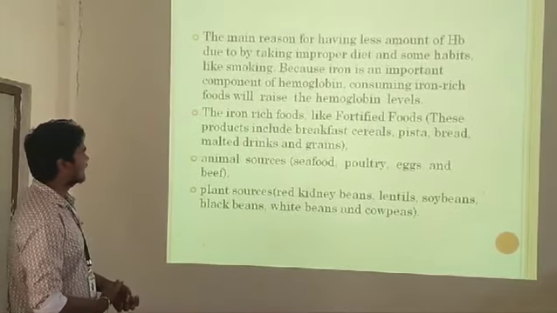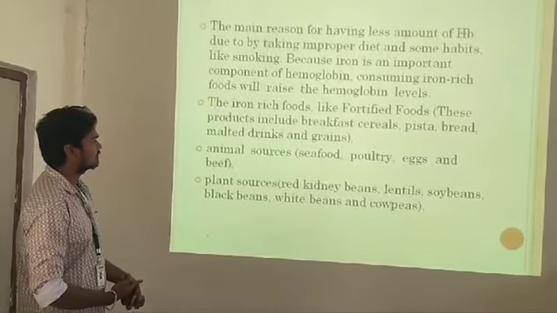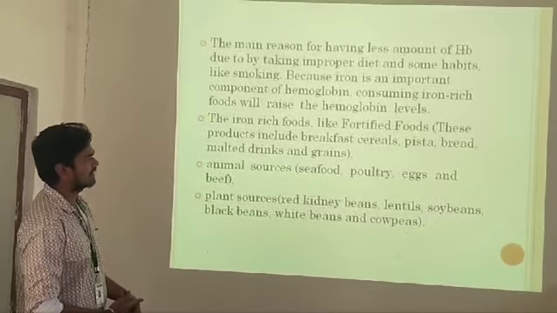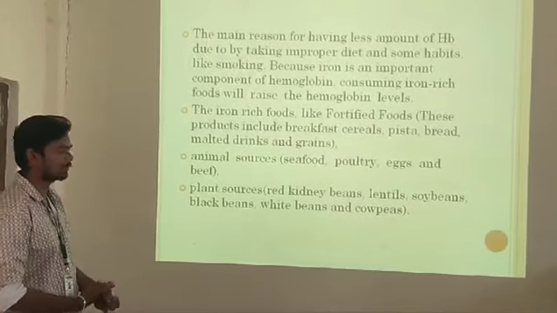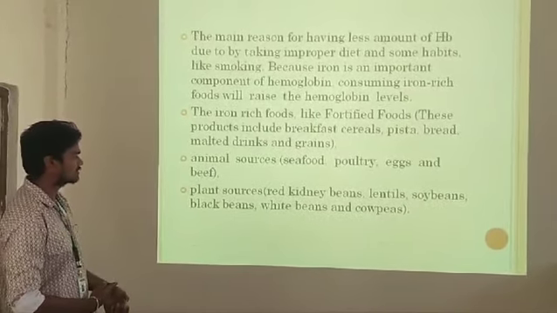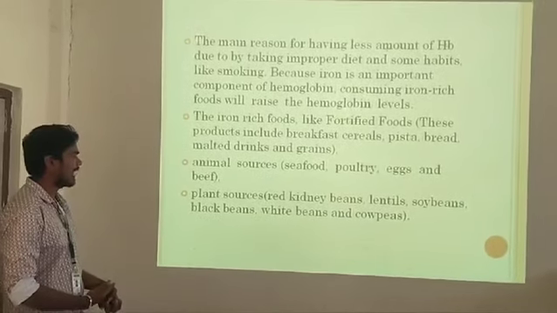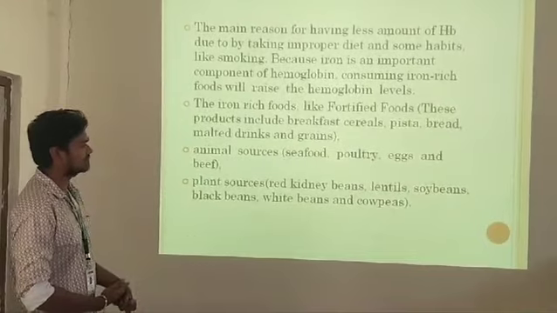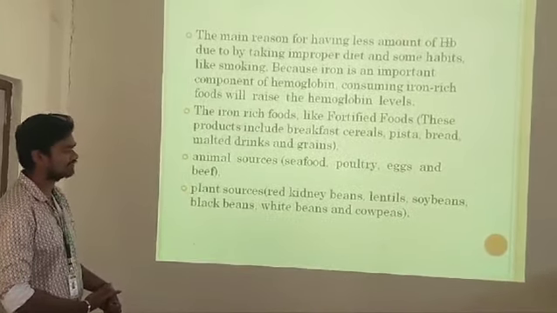The iron rich foods are fortified foods, these products include breakfast cereals, pita bread, malted drinks and grains. Animal sources: seafood, poultry, eggs and beef. Plant sources: red kidney beans, lentils, soybeans, black beans, white beans and cowpeas.